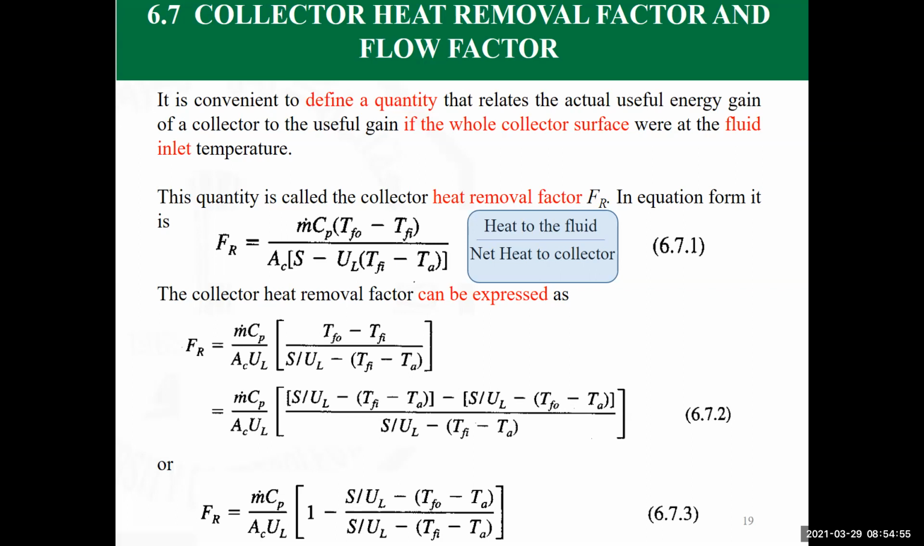So which one of them would be known usually? Usually we know the inlet temperature and we are looking for the outlet temperature. Which one of them is hotter? It should be the outer temperature, which is hotter. So here you have S over UL minus the bigger value.